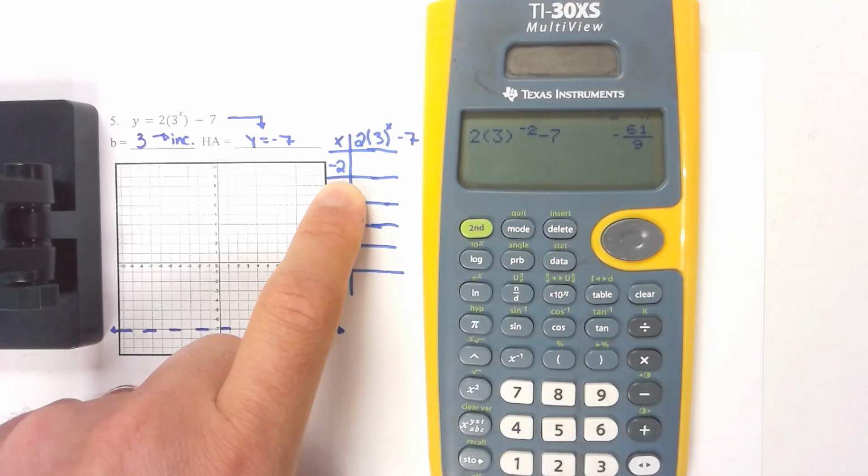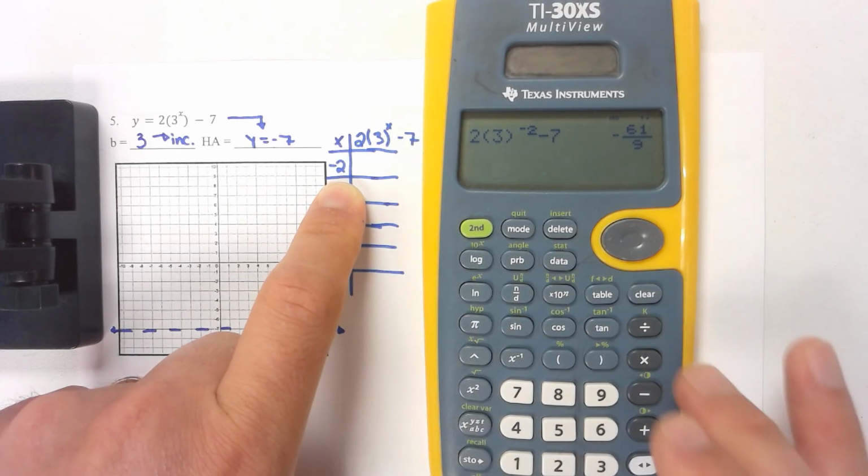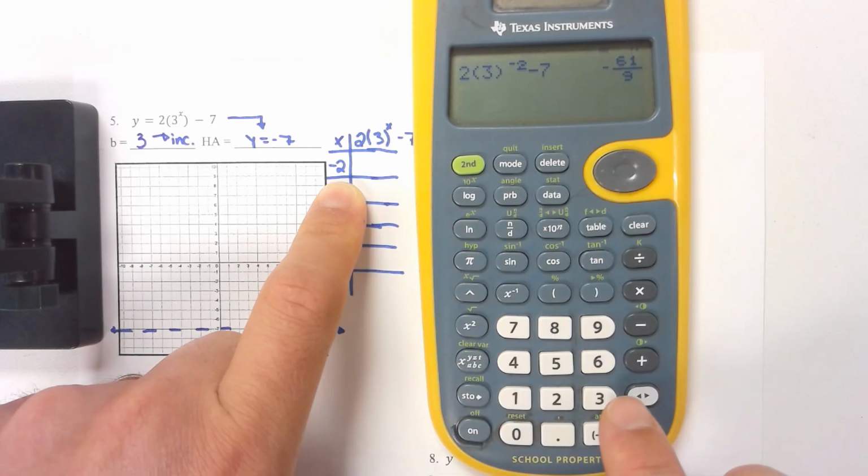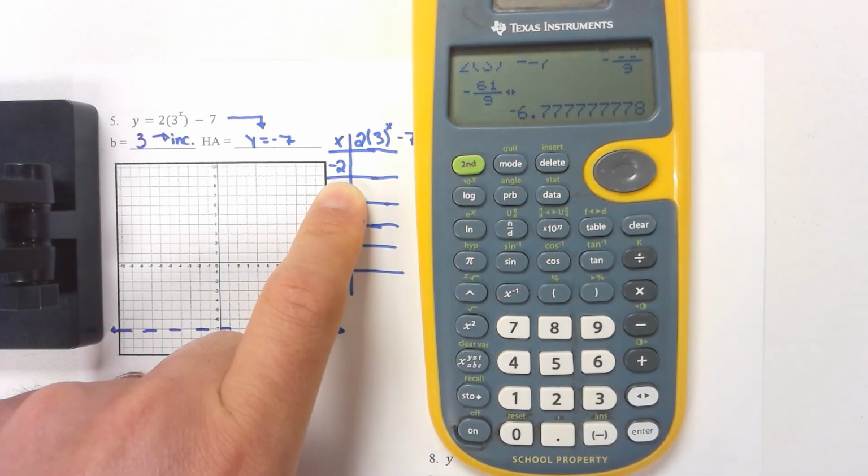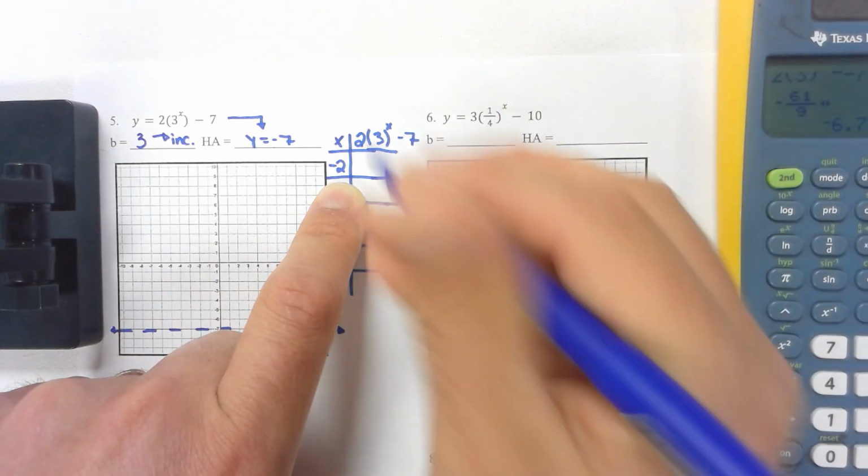Remember, it gives it to us as a fraction. That's not very helpful. We can now press the button where the arrows are going in opposite directions, where it'll change it into a decimal. And we get negative 6.7.